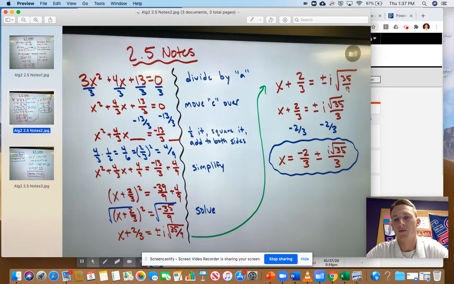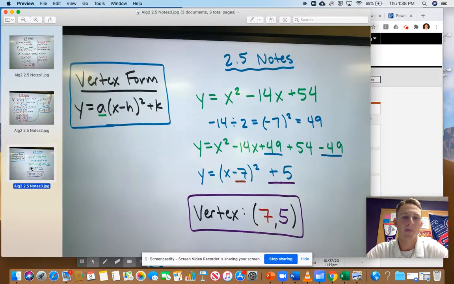Nope, but there is of 9. So the square root of 9 is 3. So we're just going to write 3 by itself on the bottom and leave the square root of 35 on top. And then we're going to get x by itself. Let's move it over, and we're going to write that negative 2/3 first. So we have x equals negative 2/3 plus or minus i times the square root of 35 over 3.